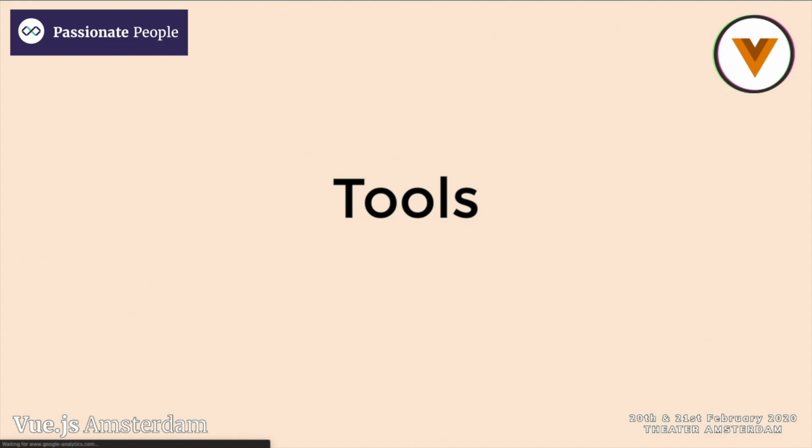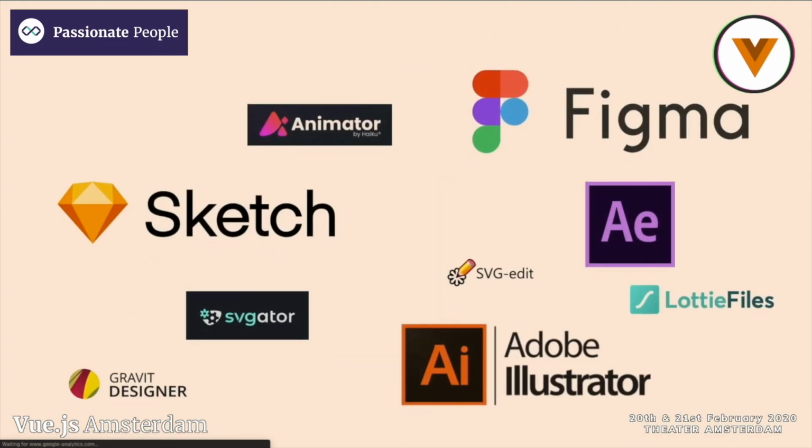What tools do we have to do it? We have a lot of tools, actually. Some of them you already know, like Sketch, Figma, Adobe Illustrator, After Effects, etc. Some of them are less known, but pretty powerful as well, as SVGator and maybe Animator by Haiku. After Effects actually is working very well in combination with Lottie. Lottie is an extension to it.